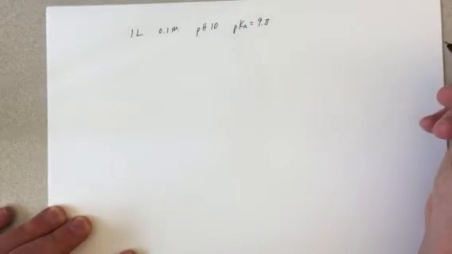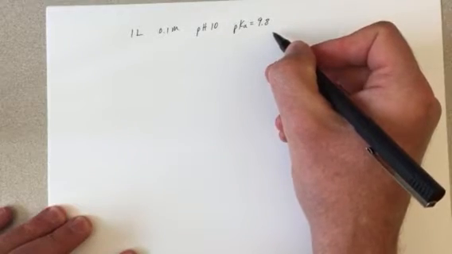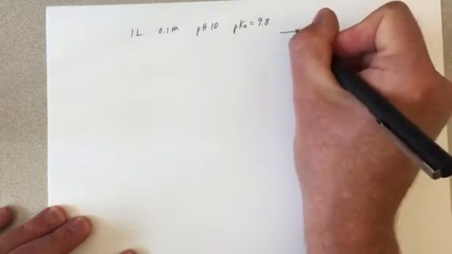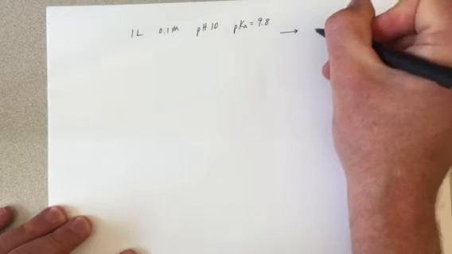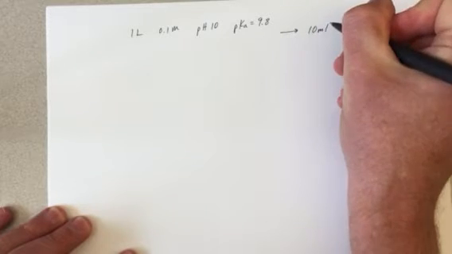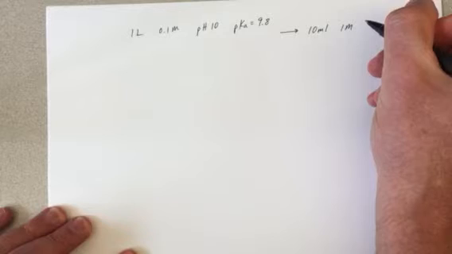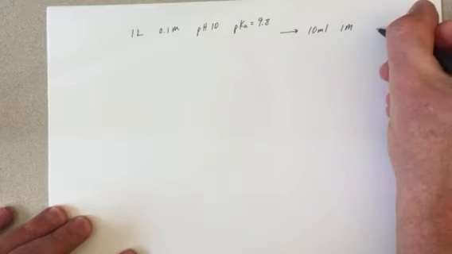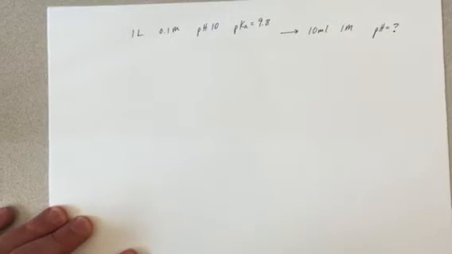Okay. Now this is the description of the buffer that we're given, and then we're told that we're going to insult it with the addition of a strong acid, and we're going to add 10 milliliters of 1 molar concentration of a strong acid. And the question is, what's the final pH after we treat this buffer with strong acid?